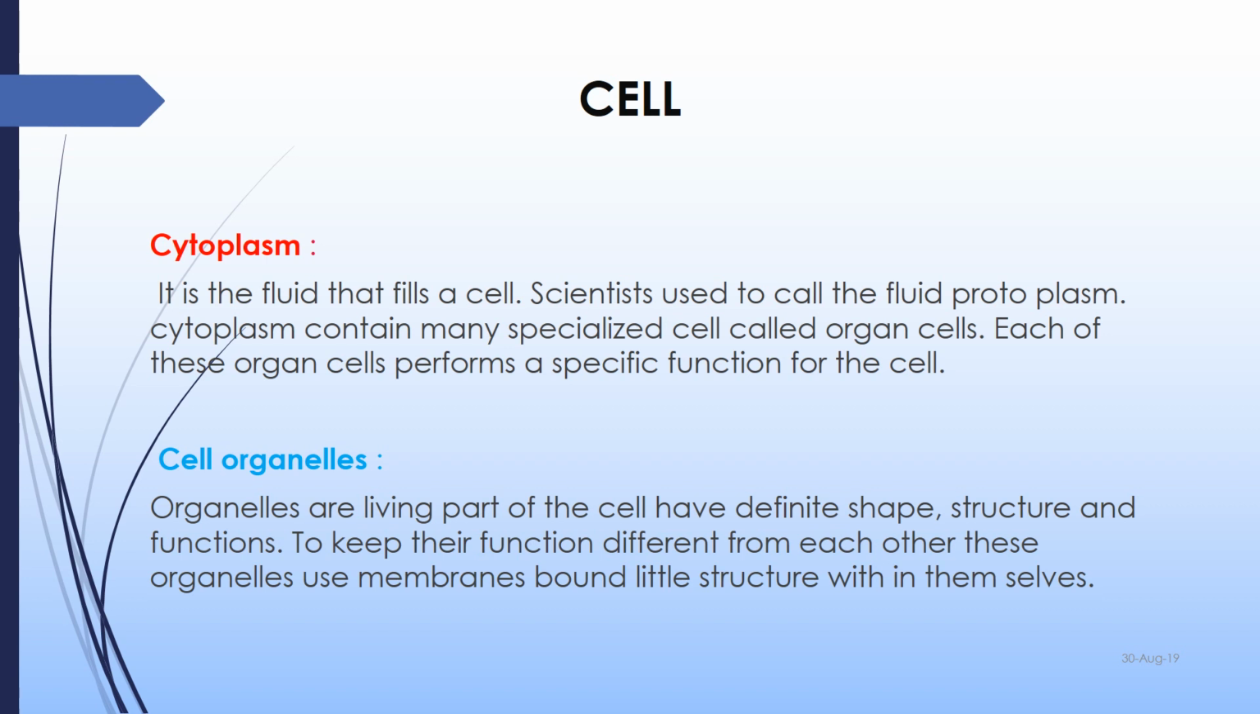Cytoplasm. It is the fluid that fills a cell. Scientists used to call the fluid protoplasm. Cytoplasm contains many specialized structures called organelles. Each of these organelles performs a specific function for the cell. Cell organelles. Organelles are living parts of the cell, with definite shape, structure and functions. To keep their functions different from each other, these organelles use membrane-bound little structures within themselves.